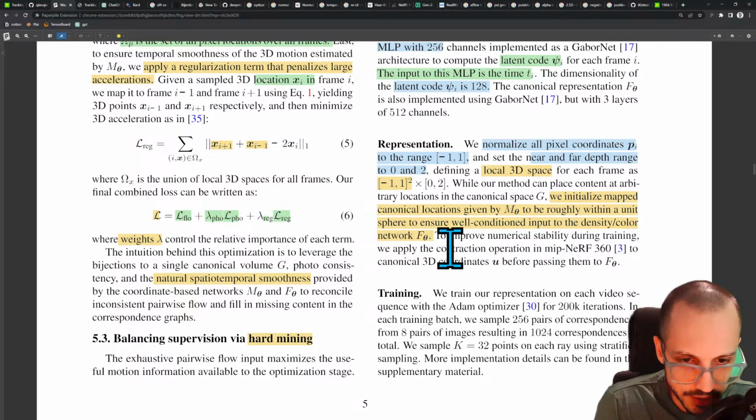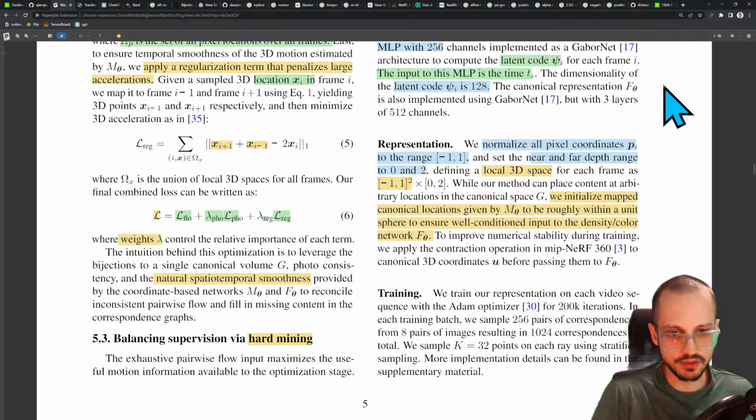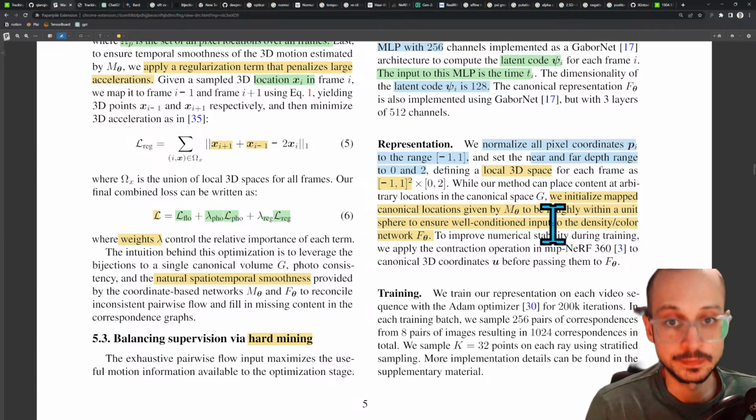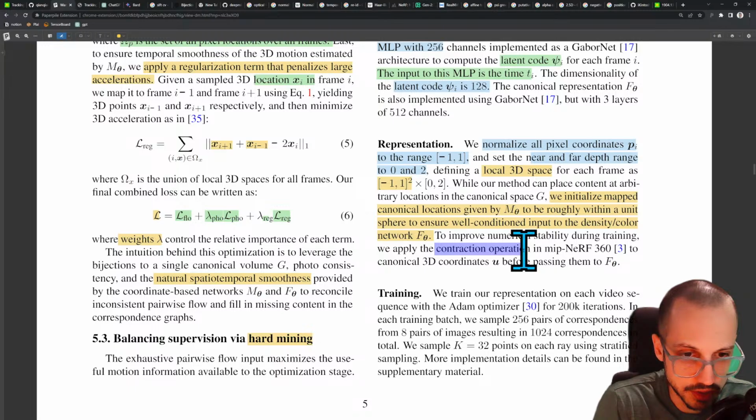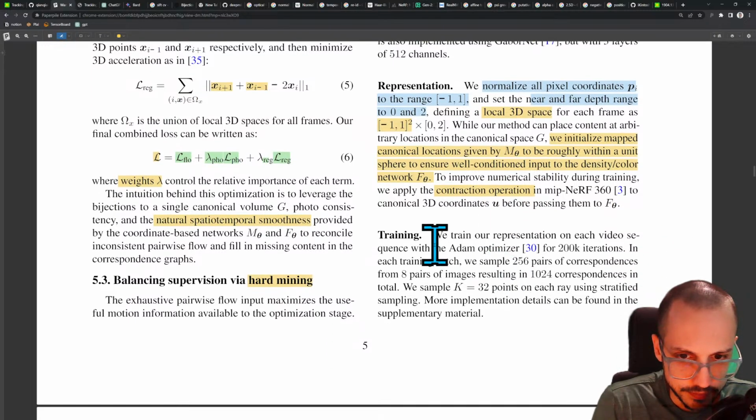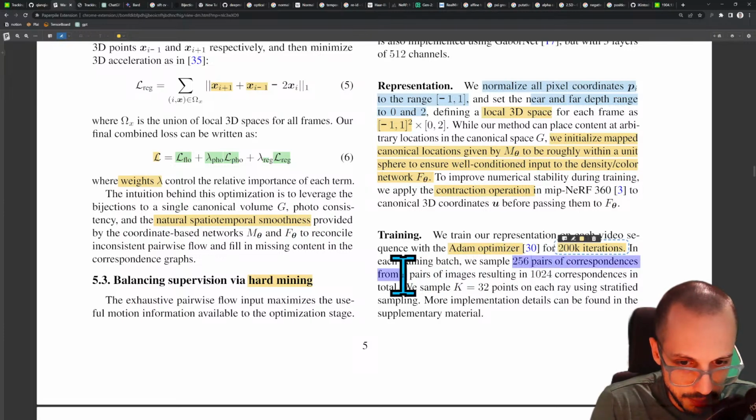To improve numerical stability during training, we apply contraction operation as in MIP-NeRF 360. I don't know what this contraction operation is. Training. We train our representation on each video sequence with the Adam optimizer for 200K iterations. In each training batch, we sample 256 pairs of correspondences from 8 pairs of images, resulting in 1024 correspondences in total. Okay, so batch size is 256, where each pair is from 8 pairs of images.